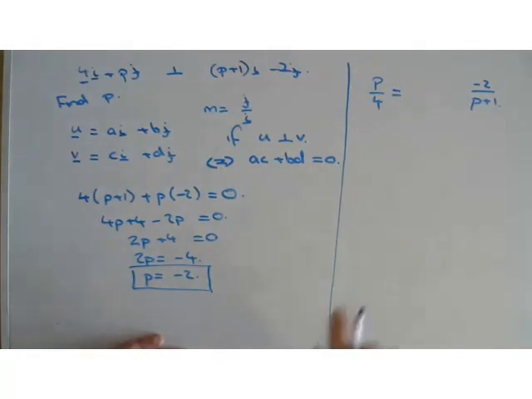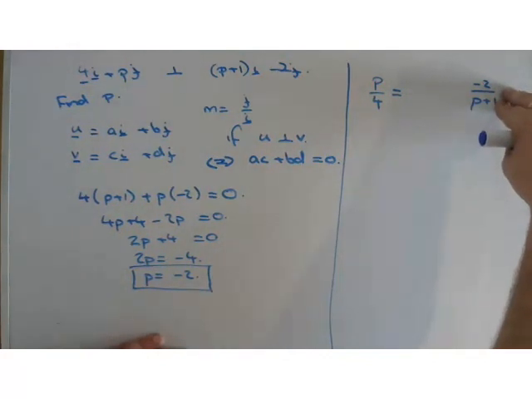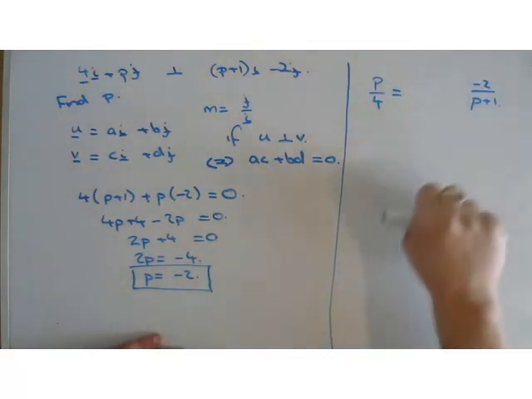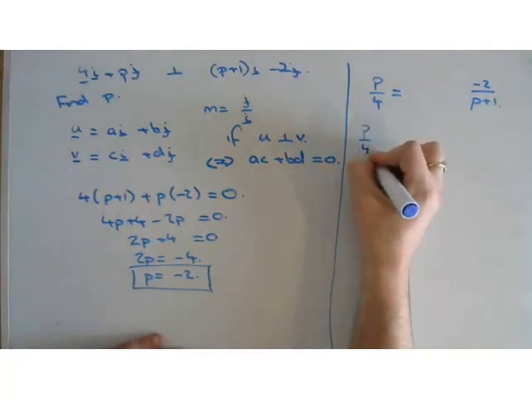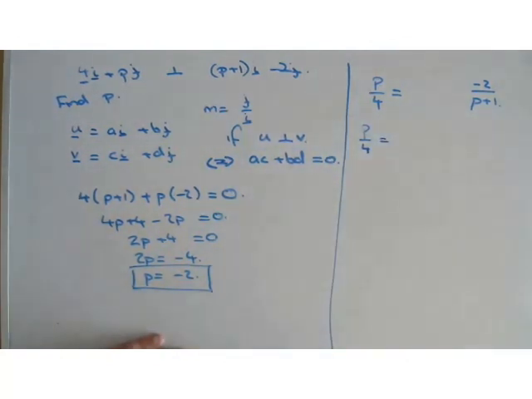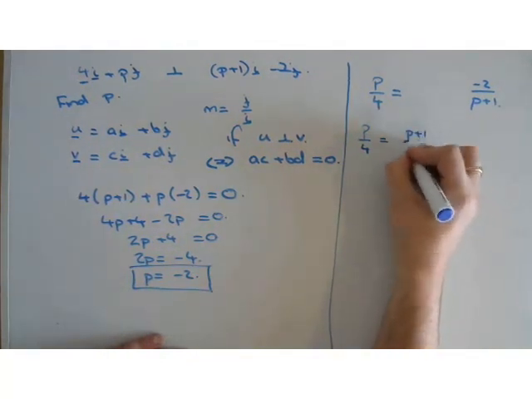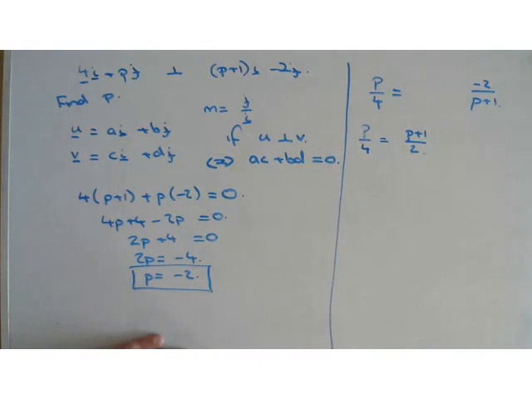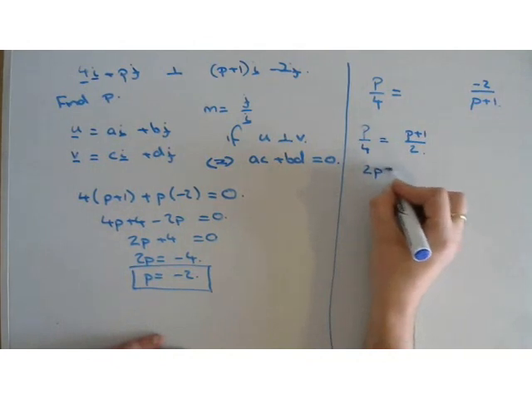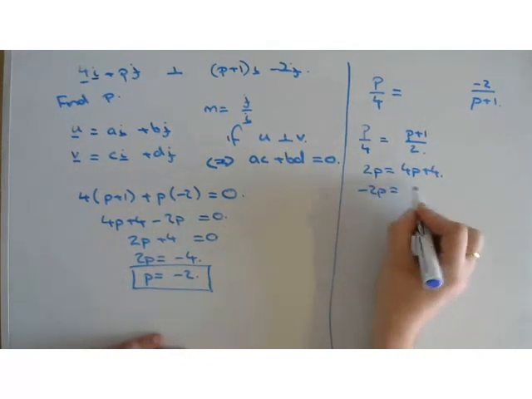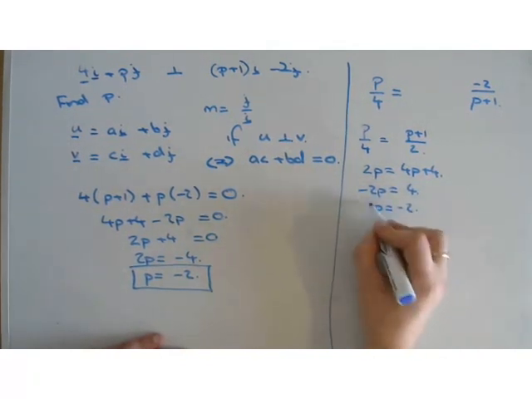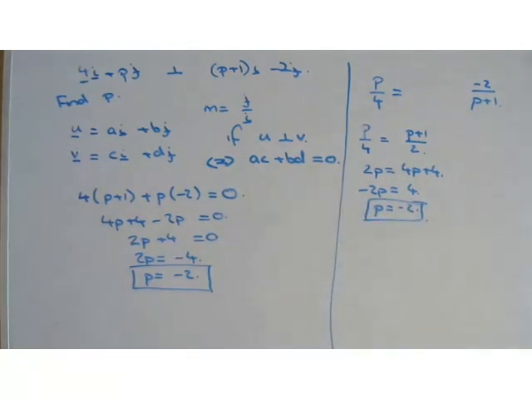Now, if they're perpendicular, then you take the second one, turn it upside down, and change the sign. Can you remember that from your lines? So if they're perpendicular, then one is the negative reciprocal of the other. You turn it upside down and change the sign. That's another way to approach it, and you'll get exactly the same thing. So minus 2p equals 4, so p is minus 2. Either of those methods will work.